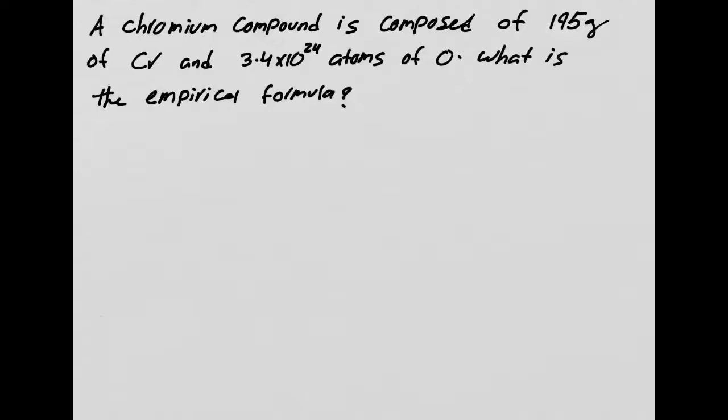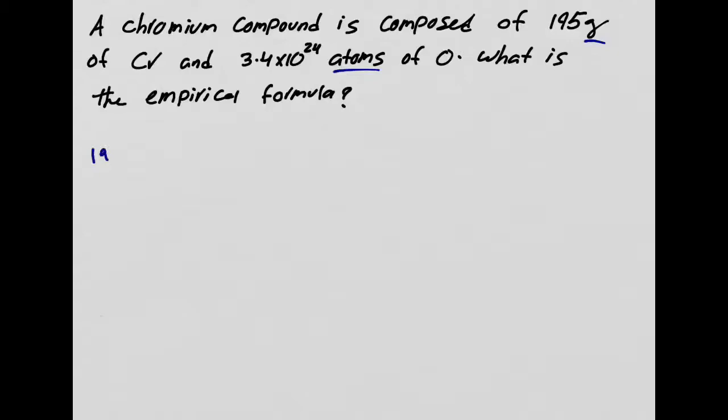In this problem, I didn't give you percentage. I gave you grams and atoms. So I even made it easier for you, because it was percentage to gram, gram to moles, and then divided by the smallest number of moles. So I've already given you grams and atoms, so you don't have to do the first step. All you have to do is convert the grams and atoms to moles, right? I didn't give you percentage, but that's okay.